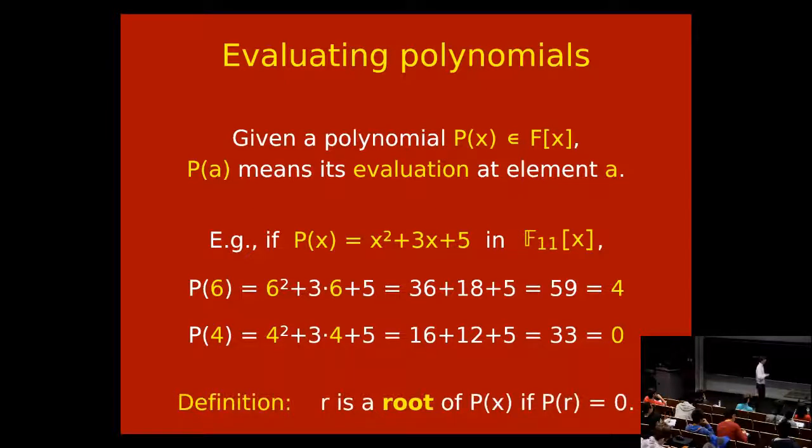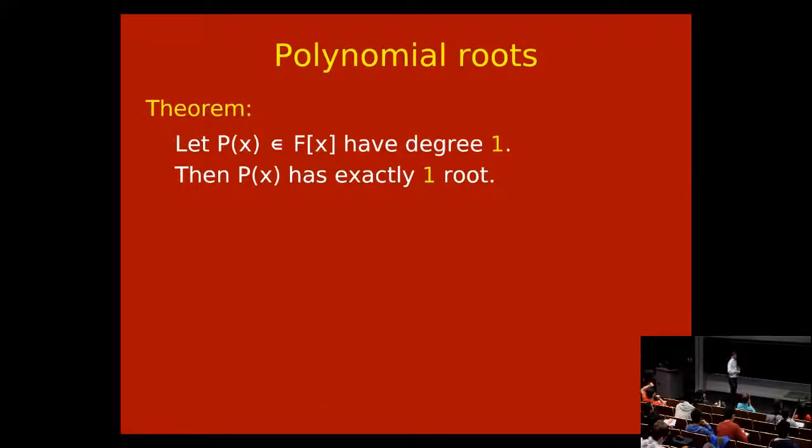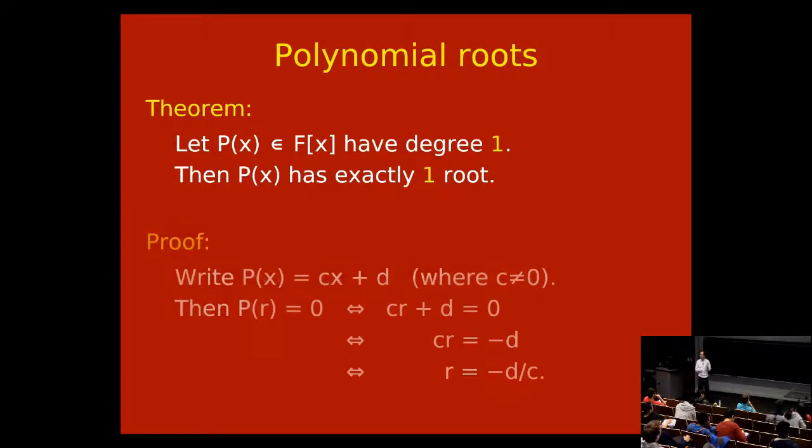When you plug in a number and get 0, that number is called a root. Okay, so r, we say, is a root of a polynomial. This is a field element. If when you evaluate the polynomial at that element, you get 0. Okay. So here's a little fact about polynomials. We'll see a more interesting version of this fact later. We'll call it a theorem. Let's say you have a polynomial and it has degree 1. That's a linear polynomial. Then the theorem is that it has exactly 1 root.